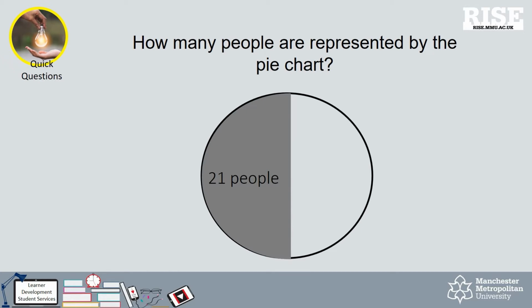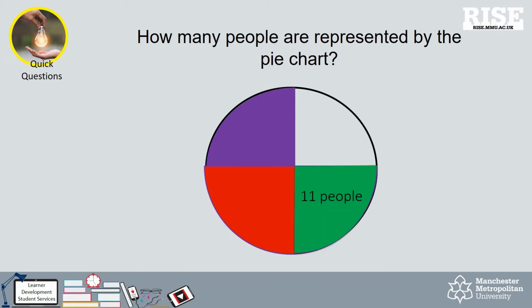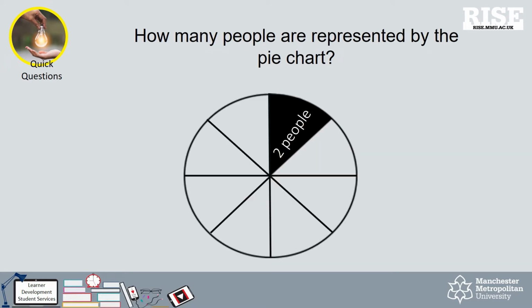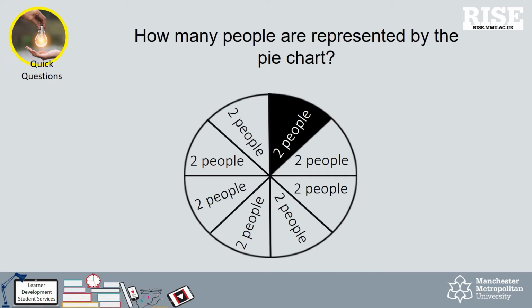We could do something similar here. If half of the people chose grey, and that was 21, then there's 21 people on the other half of it. That would be 42 people altogether. What about here? 11 people chose green, so that would be 11 in each section, making 44 altogether. This time, 2 people chose black, so that were 2 people in each of these sections, making the whole pie chart represent 16 people.